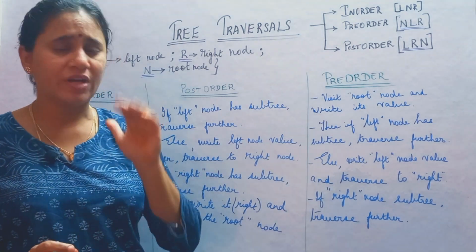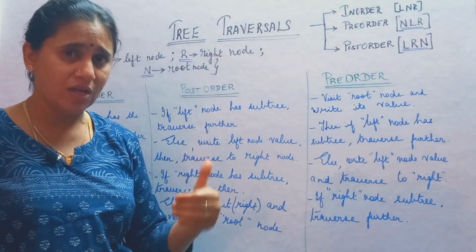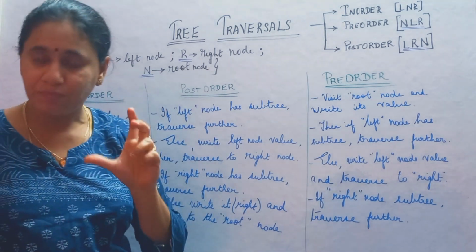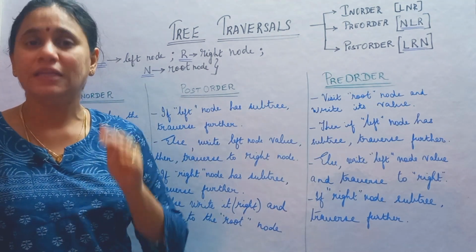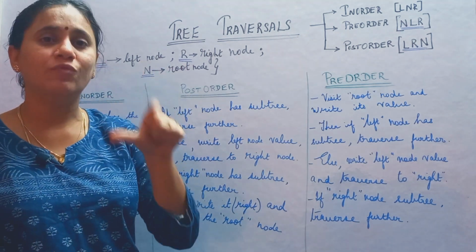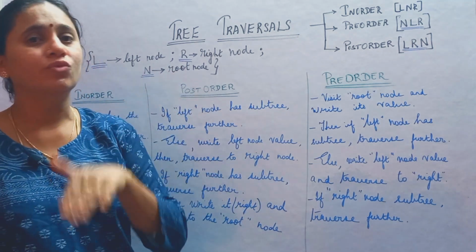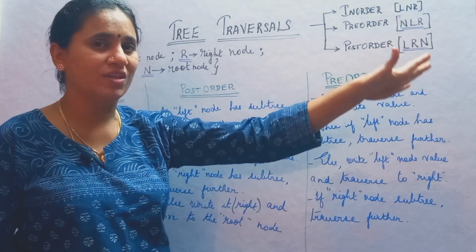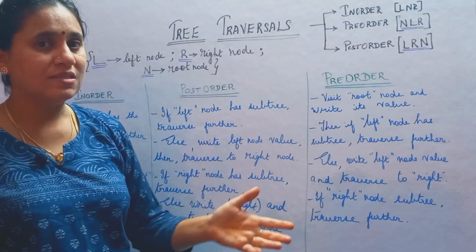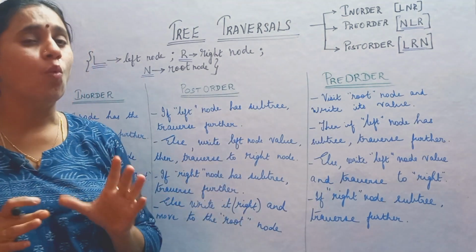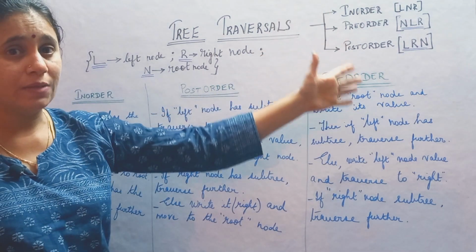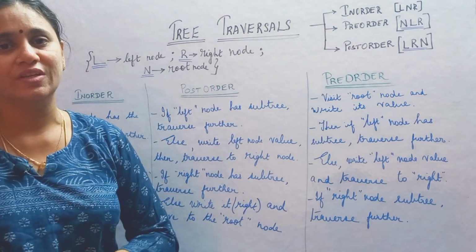Root node means write the value directly and then traverse. If it is a left node or right node, check for the subtree. If the subtree is present, traverse further. Else, write the respective left node or right node value and move to the respective traversal position that is given over here. Okay friends, so that's it. Now we are going to take up one problem, apply all these traversal types and find the solution, friends, right?